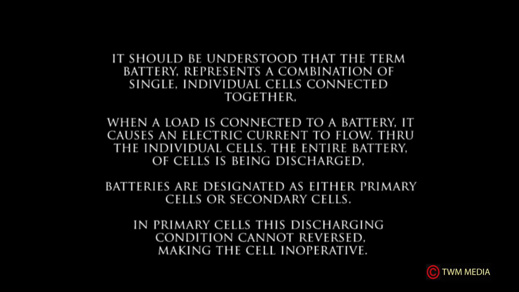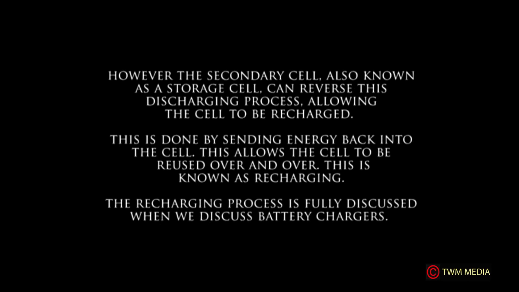Batteries are designated as either primary cells or secondary cells. In primary cells, this discharging condition cannot reverse, making the cell inoperative. However, the secondary cell, also known as a storage cell, can reverse this discharging process, allowing the cell to be recharged. This is done by sending energy back into the cell. This allows the cell to be reused over and over. This is known as recharging. The recharging process is fully discussed when we discuss battery chargers.